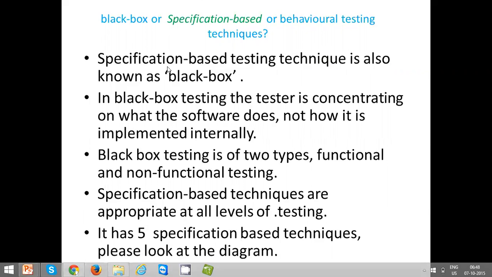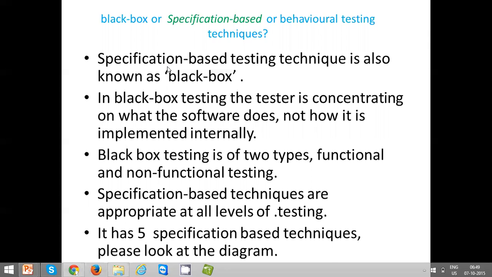Okay, so that's about black box. If somebody asks you what is black box or what is specification based, you have to tell the same thing. In fact, it is also known as behavioral testing technique. In black box testing, you don't require to know how the software works internally, how it is designed, how it works internally, how each module communicates with other modules. You don't need to bother about the internal structure of the system. The only thing is you should know how it works externally, and let's find out some test cases based on that.